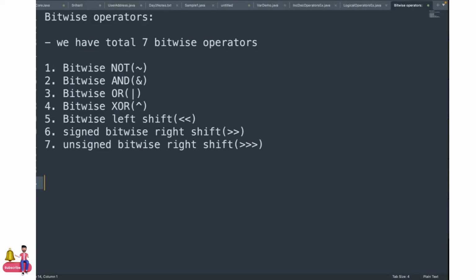Firstly, the next operator, let's take the bitwise OR operator, which is represented using the pipe symbol. Now, how does this operator work? Generally, you know what bitwise OR is. Firstly, why do we need bitwise here?